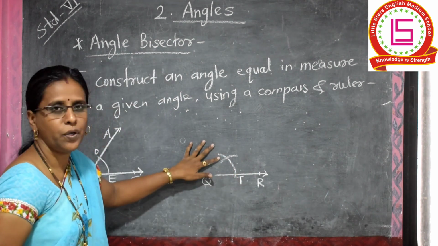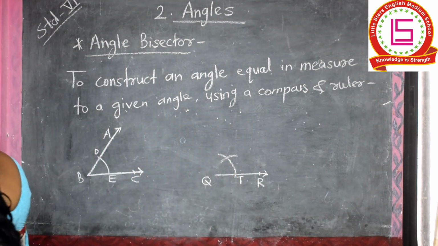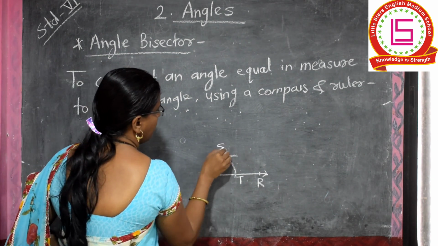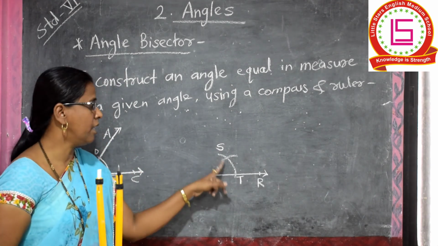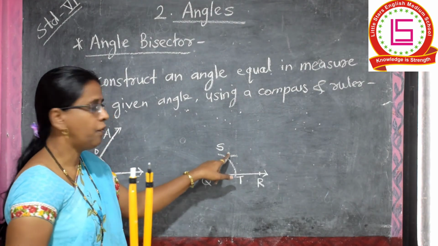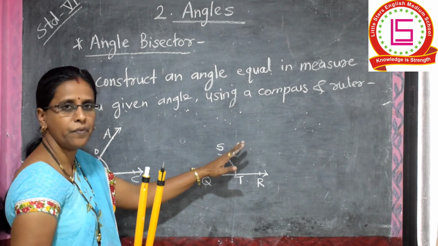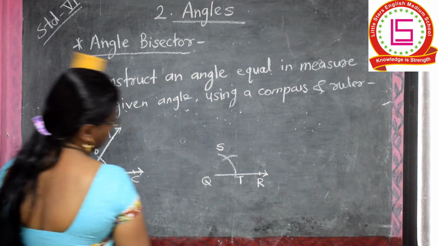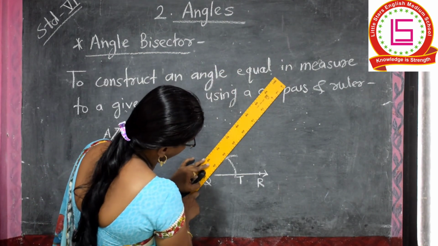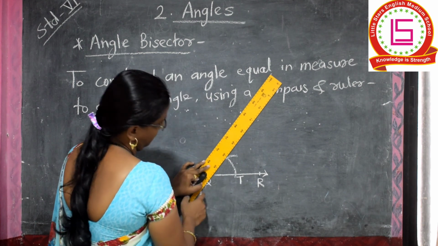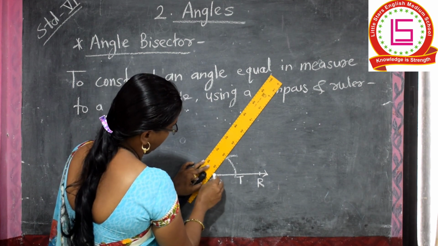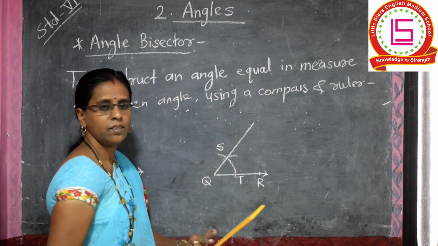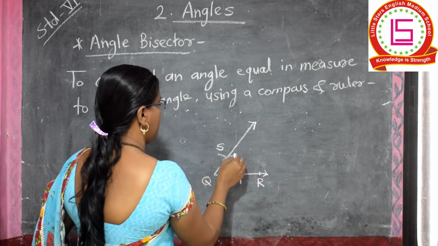Then we get the point of intersection. I write here point S. Then we have to join the points of intersection S and Q with the help of a ruler. Then join these points S and Q, like this. Then your angle is formed.